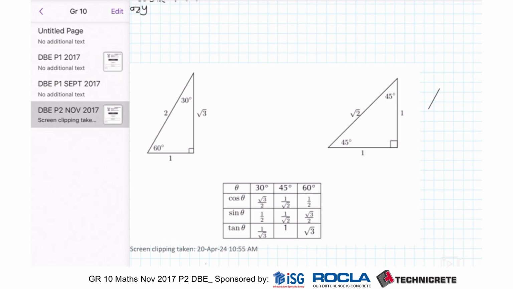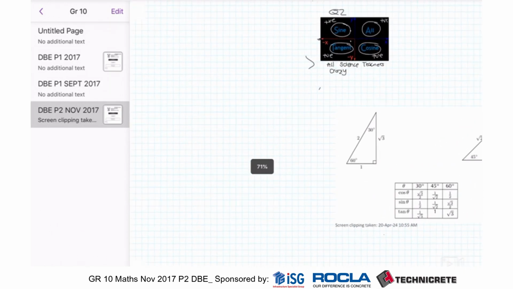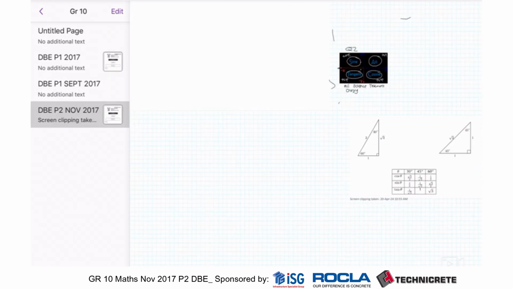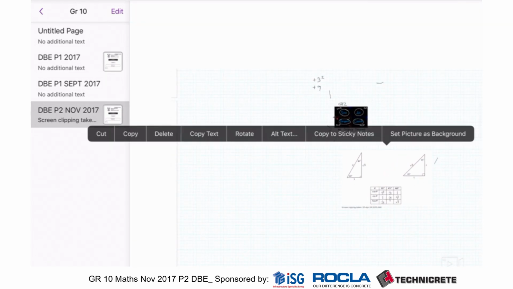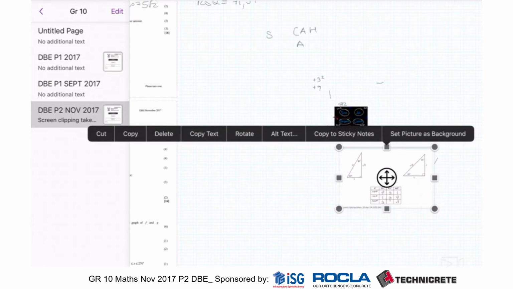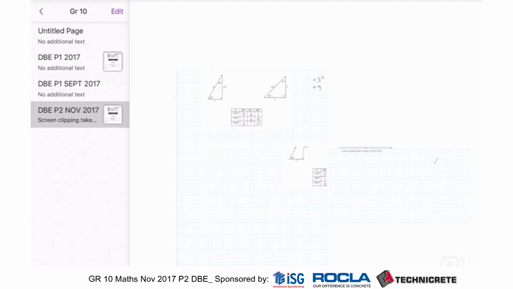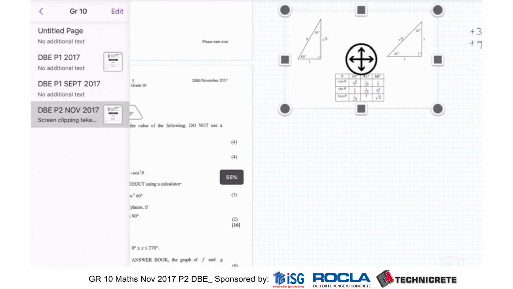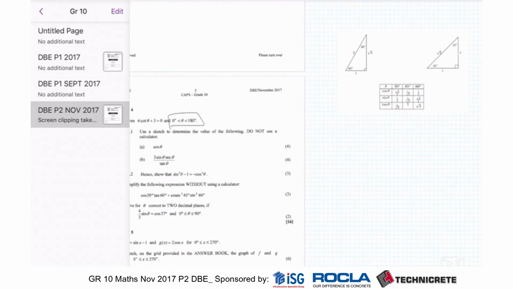So the first one, you've got a 1, you've got a root 3, you've got 60 and 30 and 2. Then 1, 1, 45 and root 2. This is something that you just have to learn off by heart. You should be able to know how to draw it, so you would draw it in your test. To assist you, I'm going to move it up here so we can see it, and we're going to solve for what they asked us.